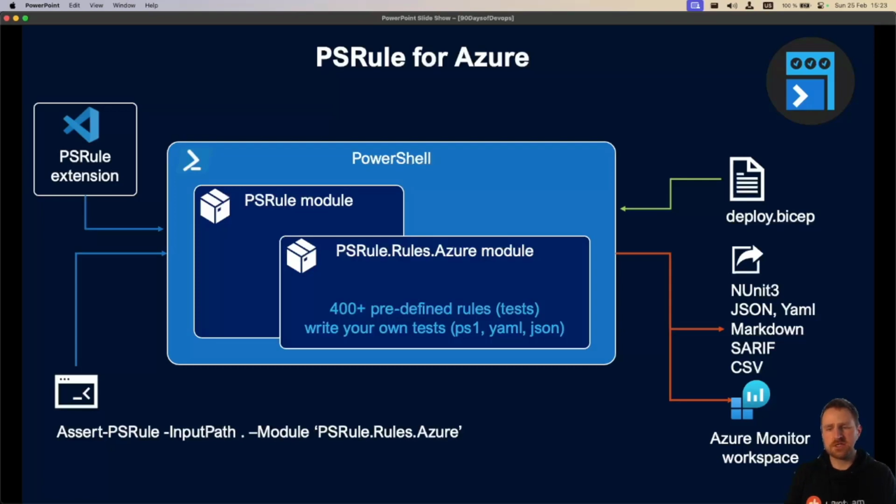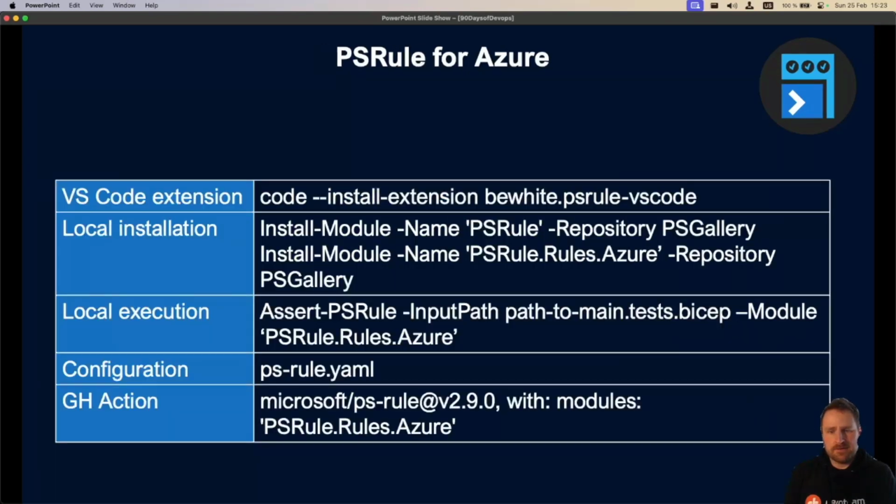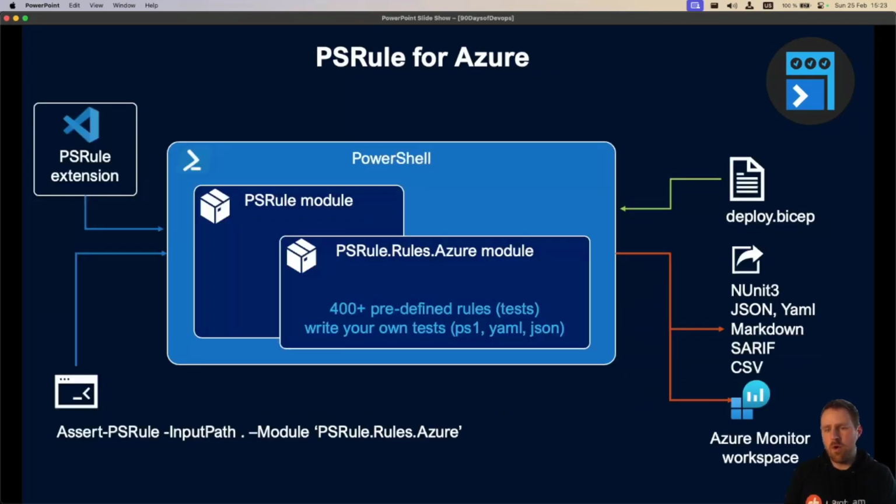It has some other extensions as well. And in its core, it's just a collection of modules. So you need to have a PSRule module from the gallery and a PSRule.Rules.Azure module, which contains over 400 predefined rules or tests that you can use.